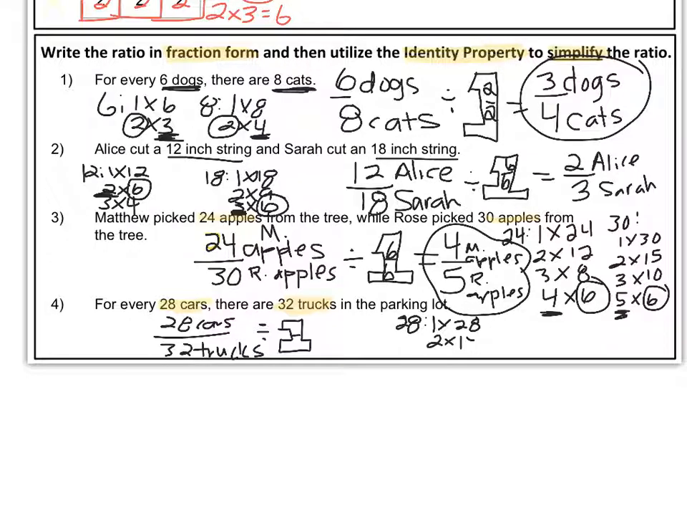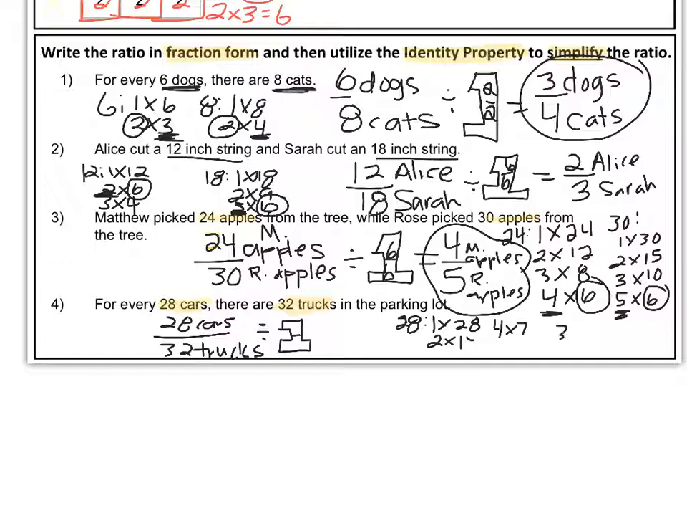So then we need to go to 4. So 4 times something to make 28. What is it? 4 times 7. 4 times 7 makes 28. Will 5 times something make 28? No. How about 6 times something make 28? No. 7 times what makes 28? 4. And we already have that one, so that tells us we're done. We found all of our factors.